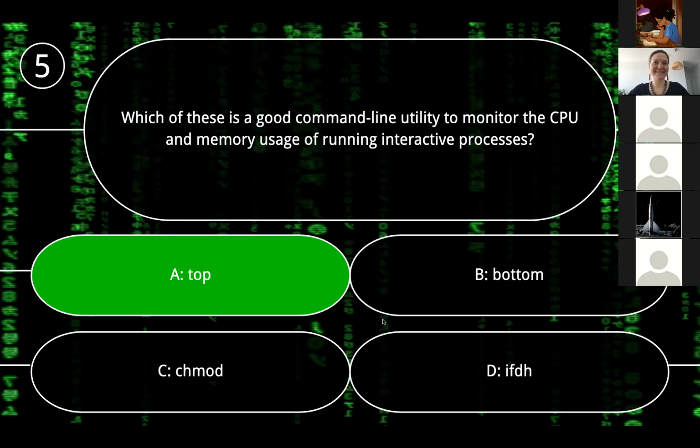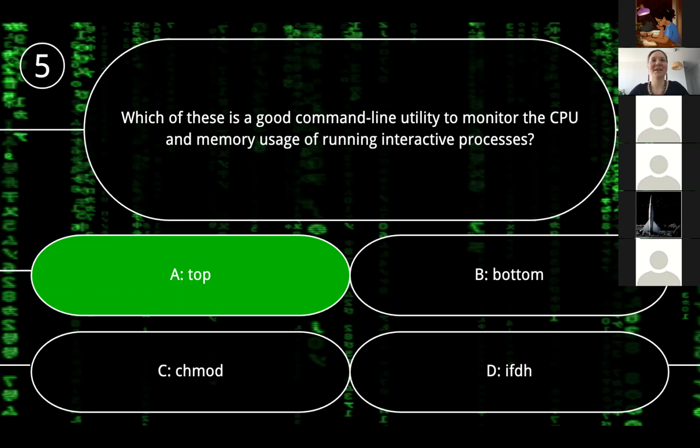Chmod changes the access permissions for a file. IFDH copies files and does file access on remote systems or even local systems. That's a data handling command. We covered this in the first day of the tutorial.